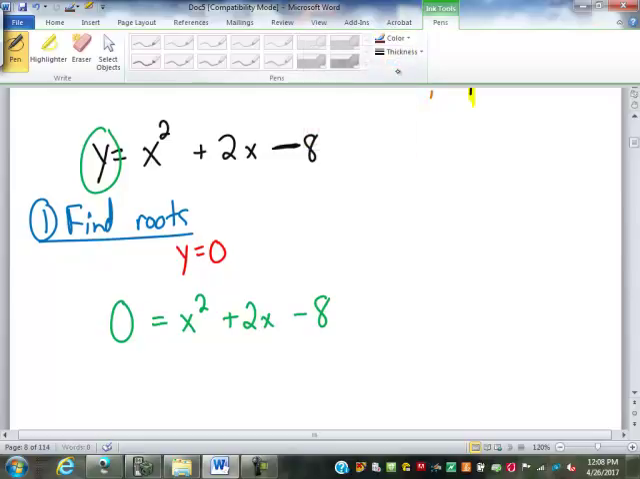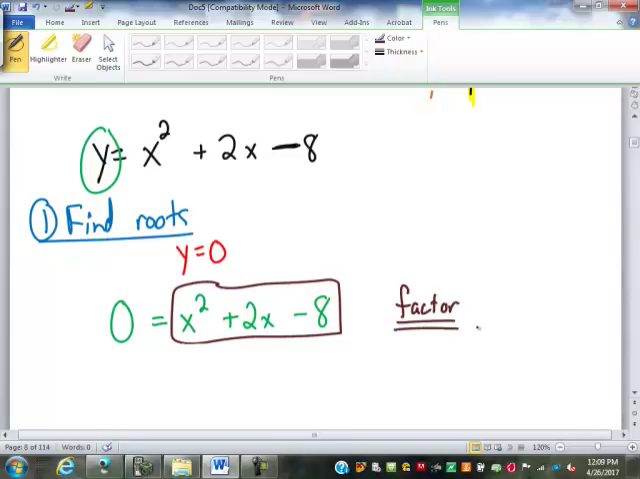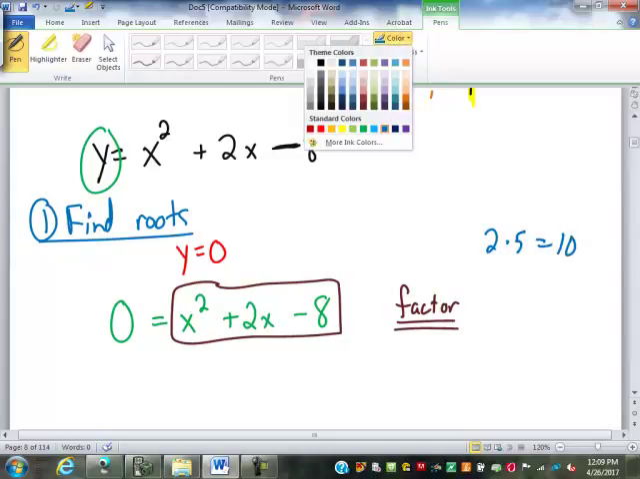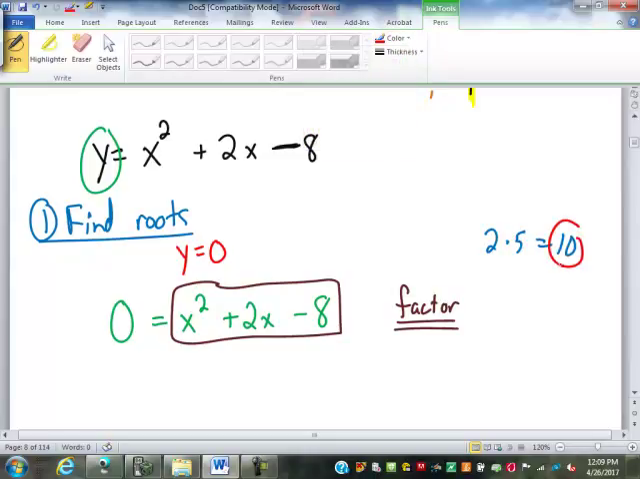Now this next part, some of you may be familiar with, some of you it might be new to you. We are going to take this right side of the equation and we're going to factor it. Factoring means reversing multiplication. If I have 2 times 5 equals 10, if I want to factor the 10, I split it back up into 2 times 5.